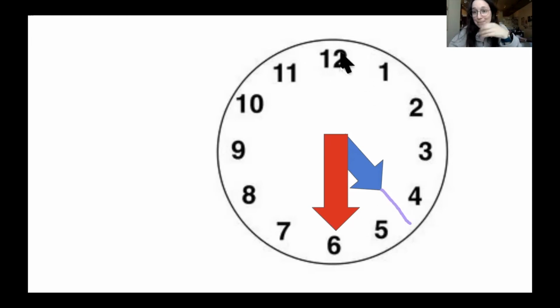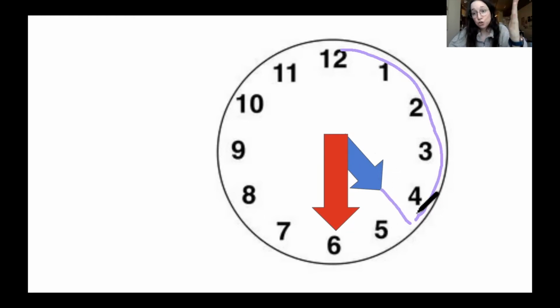Because remember, just like my minute hand, my hour hand is also going to move clockwise, or from left to right, around the clock like this. So this means that my hour hand has gone this way around my clock and it is past 4. It's half past 4 because it is in the middle of the 4 and the 5. It hasn't gotten to 5 o'clock yet. It's half past 4 because my hour hand is in the middle of the 4 and the 5.